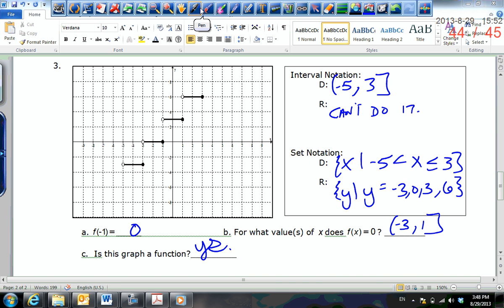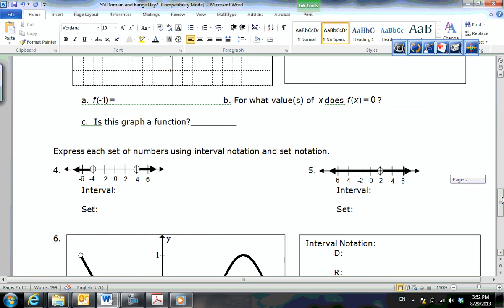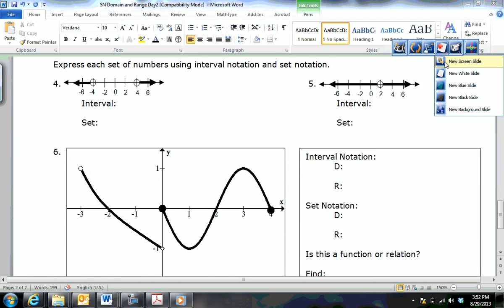How do you know what is equal to? An open circle is just the less than. Filled in is less than or equal to. 4 and 5. Almost done here.